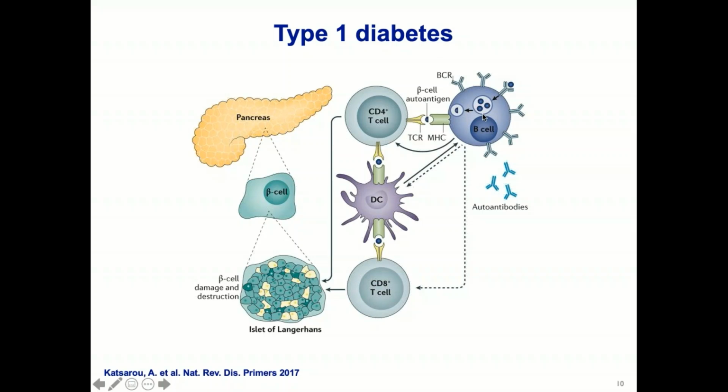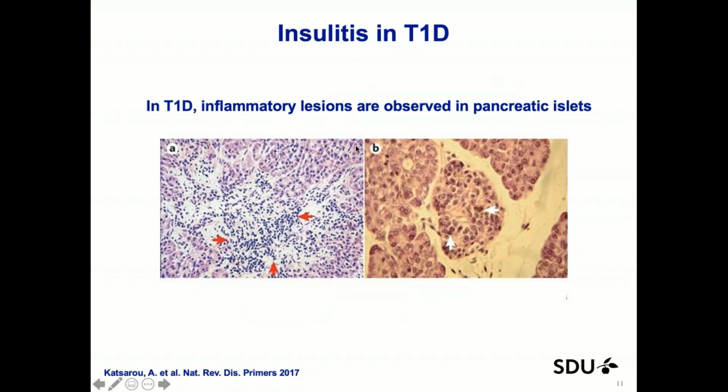It's also important to know that the exposure of B cells to the beta cell autoantigens will generate autoantibodies. These autoantibodies are really useful in the diagnosis of type 1 diabetes. But the key question is actually how and why you see an autoimmune response. The mechanisms are, of course, still being investigated. This is really to show that in type 1 diabetes, inflammatory lesions are observed in the pancreatic islet. This is a hallmark in type 1 diabetes.